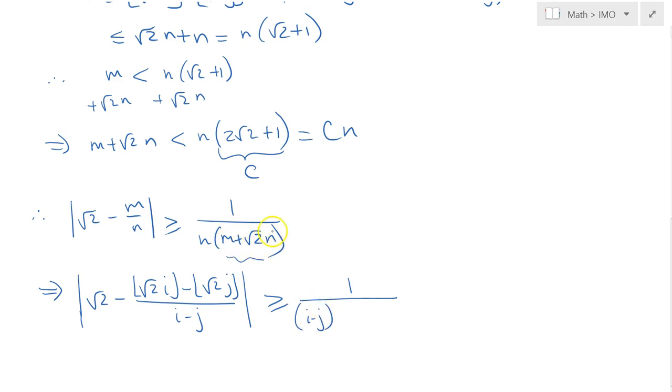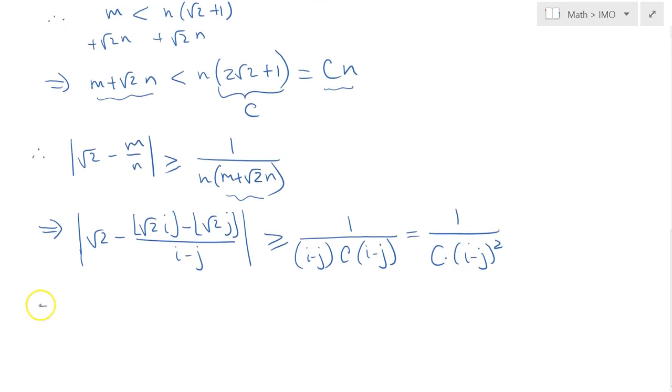square root 2 n with something even bigger. Making the denominator bigger will make the fraction even smaller, so the direction of the inequality will not be disturbed. So as a result, we can simply replace it with c times n. So c times n was i minus j, so rewriting it nicely, we would get c times i minus j squared.